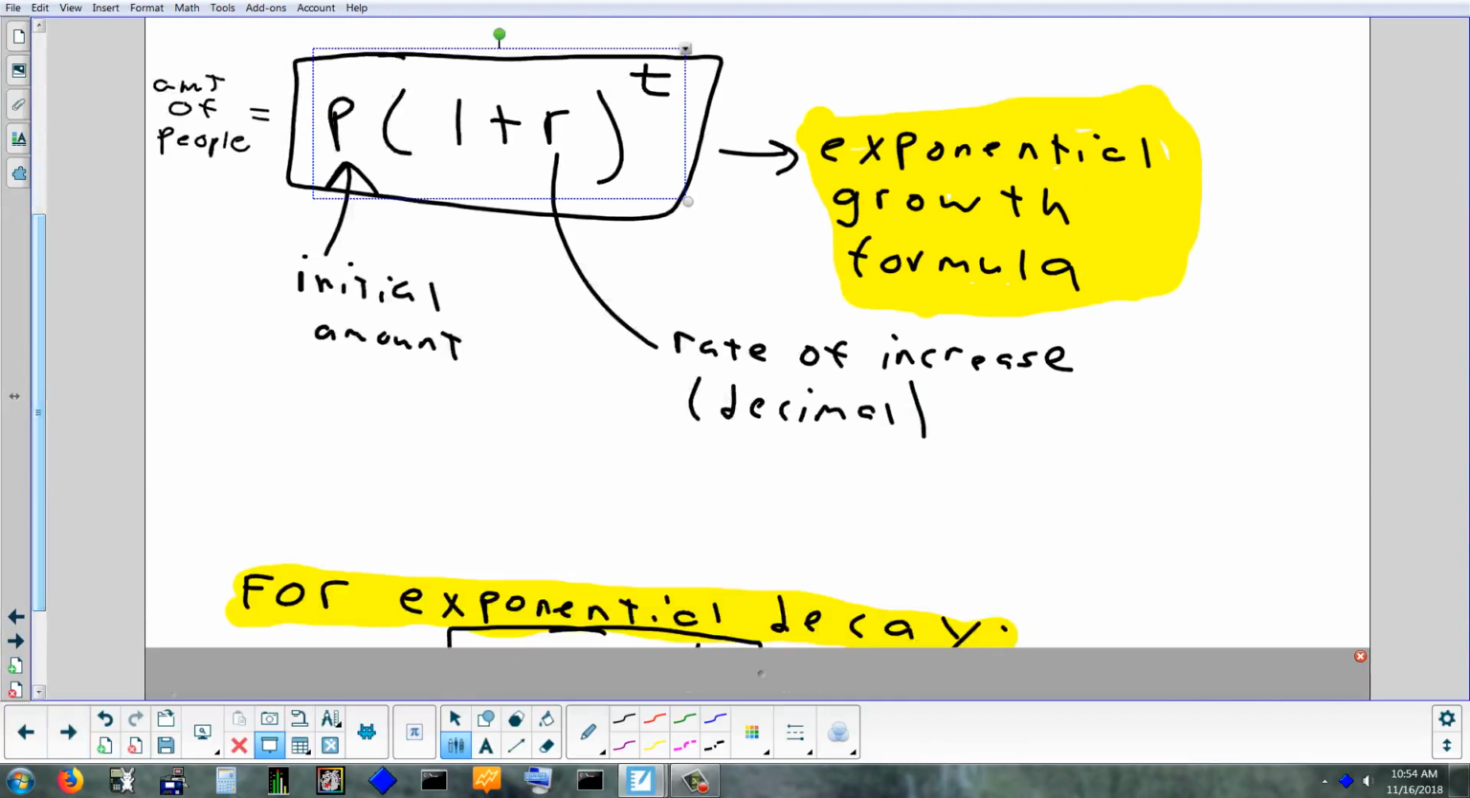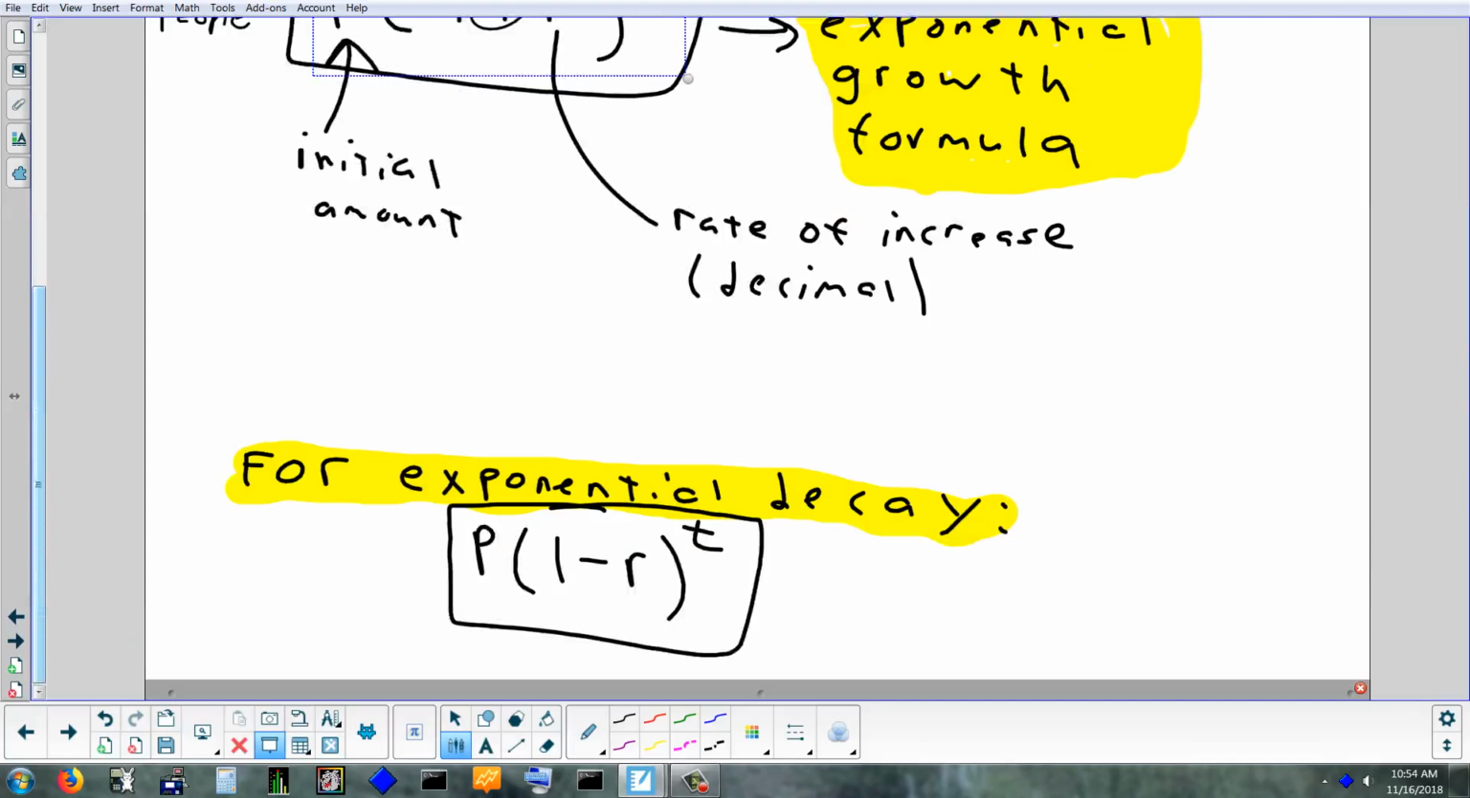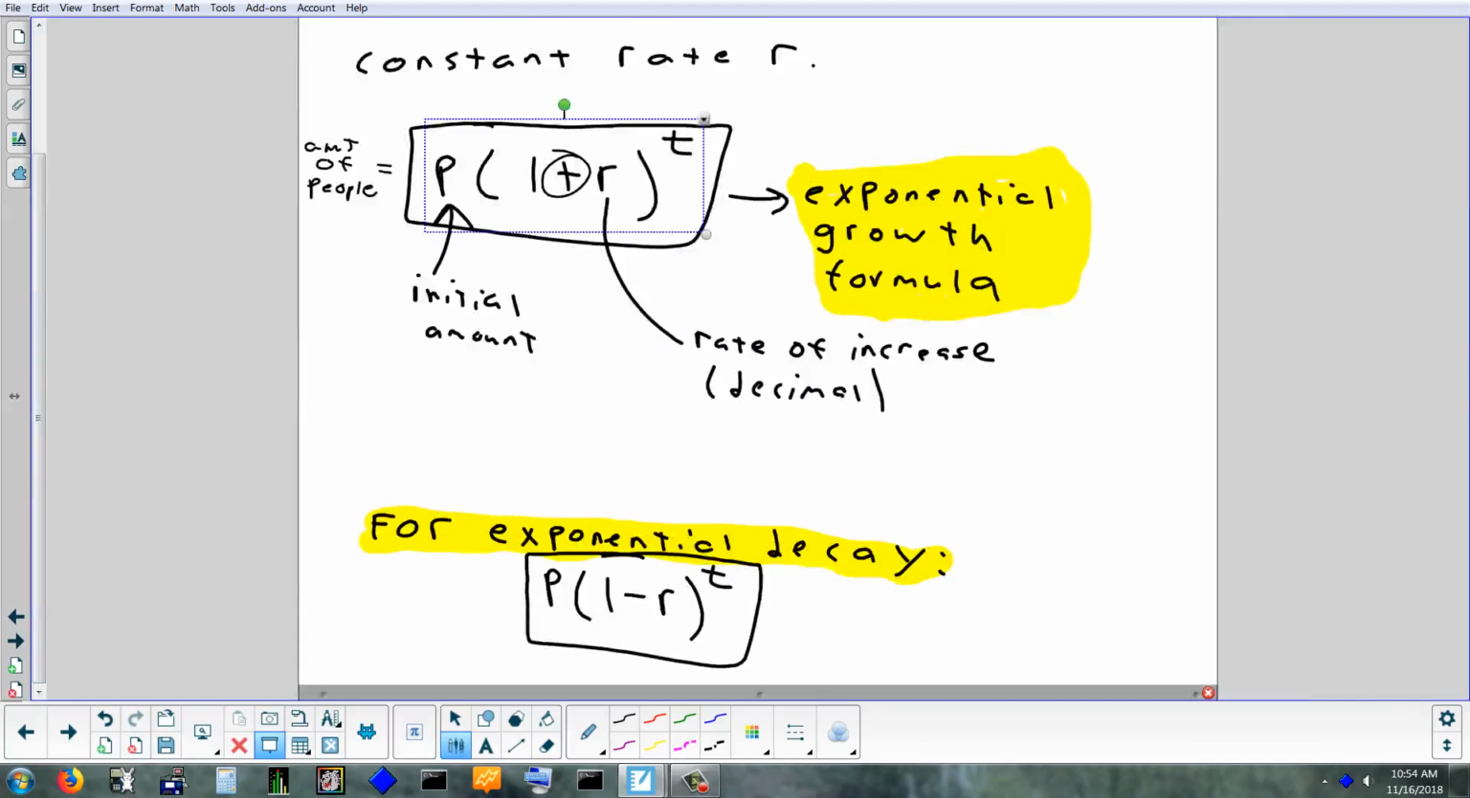Now, the exponential decay formula is almost exactly the same thing, except you change one thing. Instead of 1 plus r, what do you think it would turn into for exponential decay? It's going to be minus. Okay, so it's going to be 1 minus r. So an example of that would be, let's say you had a population of a town that was going down 2% every year. Okay? How many people would be left after 50 years? Well, you plug in your time, if it's 50 years, plug in r, 0.02, and then you solve it. Okay? You just have to know how many people you started out with. Okay? So that's your exponential growth and decay formula.